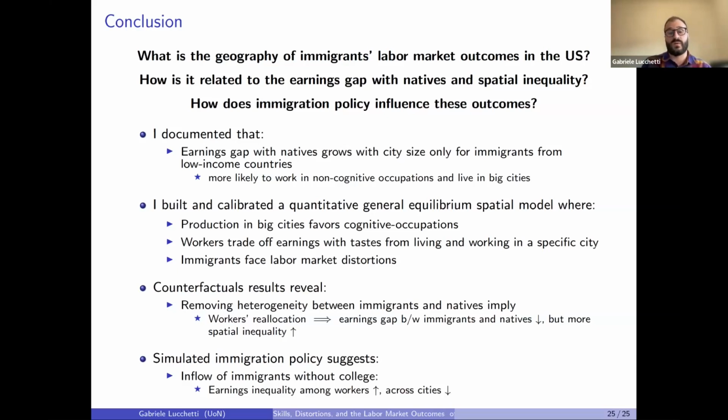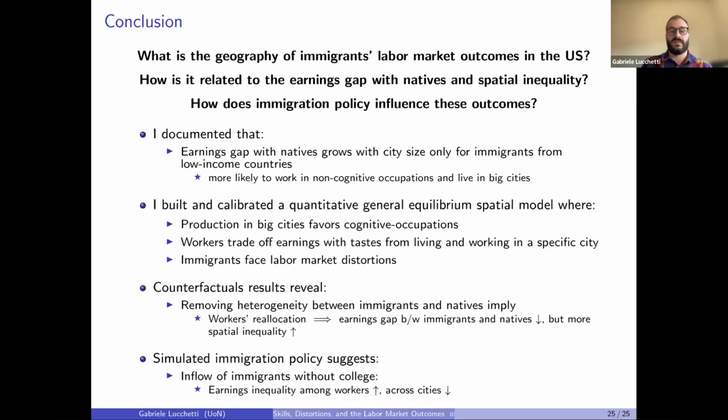And these are workers who are more likely to work in non-cognitive occupations, but at the same time to live in big cities. So to explain this fact, I built and calibrated a general equilibrium spatial model where the production in big cities favors cognitive occupations, where workers are going to trade off earnings with taste or amenities for living and working in specific cities.